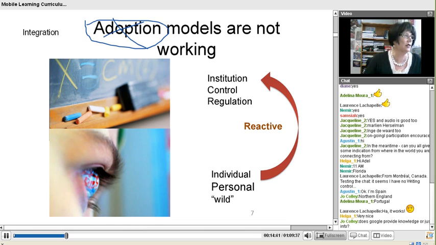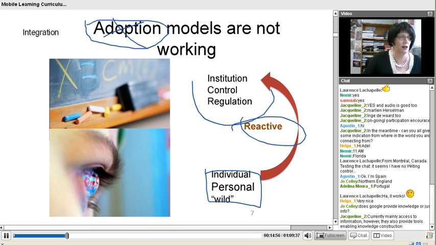integration models. In other words, how do I integrate this technology into an environment? And up until now, we've been very, very reactive with our implementation of mobile technology. In other words, because the children have the technology, the institution now thought it was a good idea. So in a certain way, we have to take back control or be more proactive. And this is where the mobile learning curriculum came to.